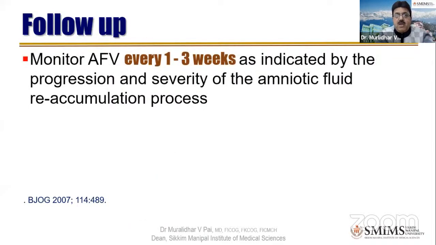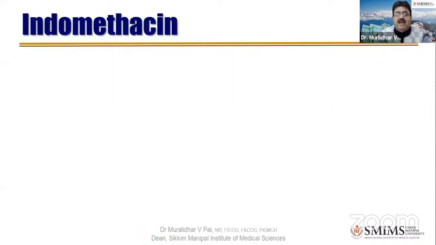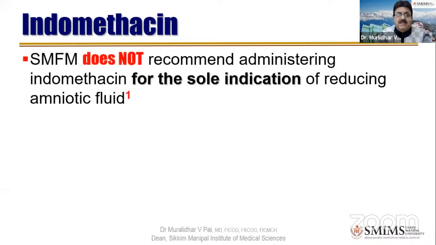How do you follow up? Monitor amniotic fluid volume every 1 to 3 weeks, as indicated by the progression and severity of the amniotic fluid reaccumulation process. Sometimes we may do twice a week, and sometimes we do it every day and twice a day, especially if it is going towards oligohydramnios. Repeat procedures can be performed at any interval; on an average, 2 at least 1 week apart are needed to reduce amniotic fluid chronically, especially if you're dealing with a very early gestation and you are not ready to deliver them. Indomethacin, I have to talk about it a couple of slides.